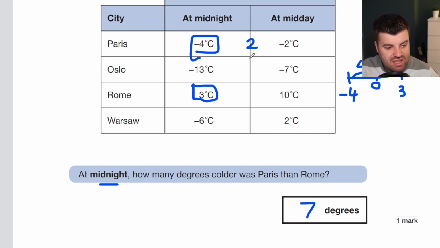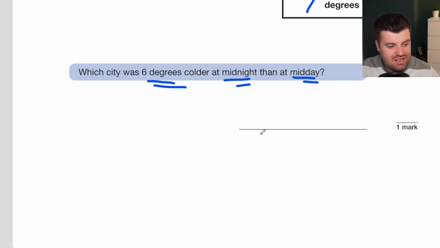Next one is -13 to -7. Now imagine that in a number line, we're at -13. How many jumps to get to -7? Well, we're not going past 0 in this one. So it's going to be 1 to -12, 2 to -11, 3 to -10, 4 jumps to -9, 5 jumps to -8. You see where this is going? 6 jumps to -7. So there is a 6 degree difference there in Oslo. So the answer to this question is Oslo.